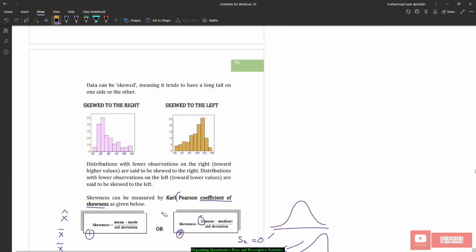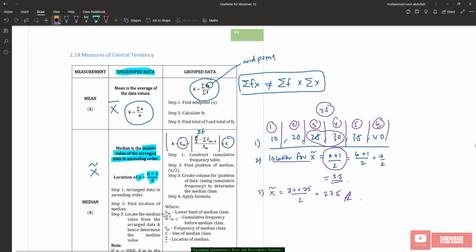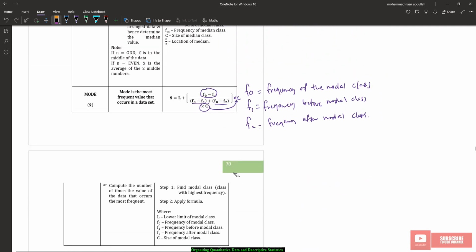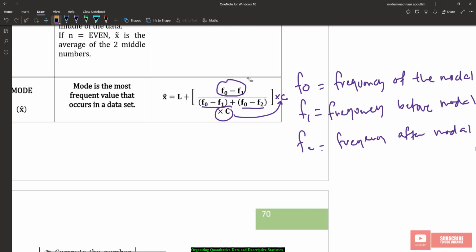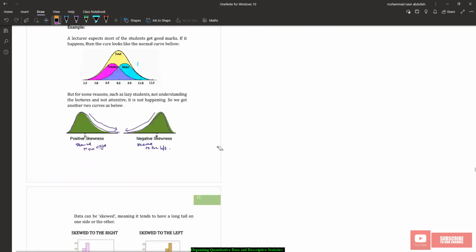for mode in page number 70, I think, 69. So lower class boundary of the modal class plus the difference of modal frequency and frequency before the modal class, divided by that plus the difference of the frequency of the modal class and after the modal class, multiply with class size. So let's look at the question again.